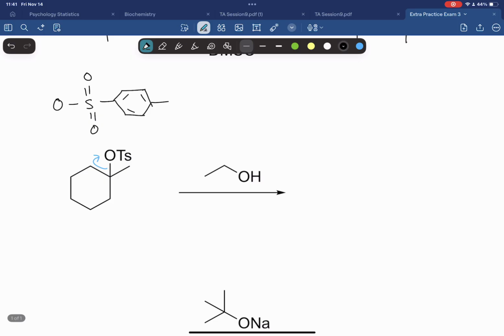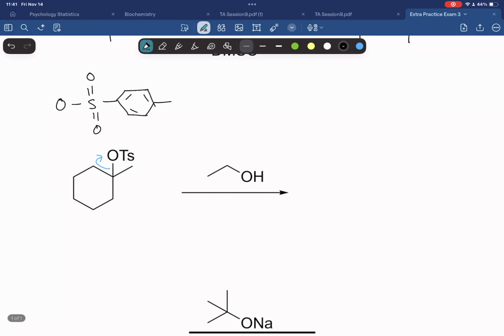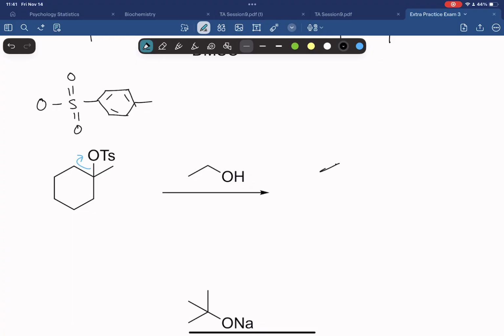So in this case, look at our nucleophile. We have ethanol again, right? And we said ethanol is our weak nucleophile. And because of that, we're going to undergo an SN1 reaction, right? So let's go ahead and form our carbocation. So we form a tertiary carbocation. This is a very stable kind of carbocation.